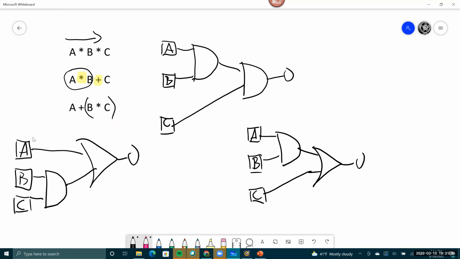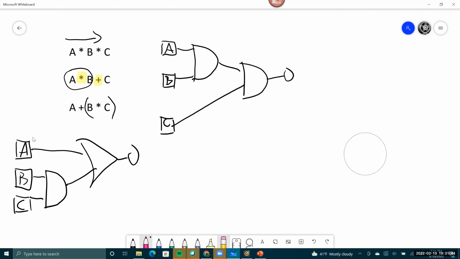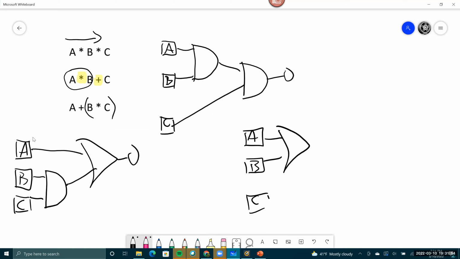Everyone got that? Could you explain that again? You have to do B and C first, right? Let me draw the other alternative. The alternative would have been this. This is the wrong one. If you went from left to right, you would have drawn this. This would have been the wrong circuit.